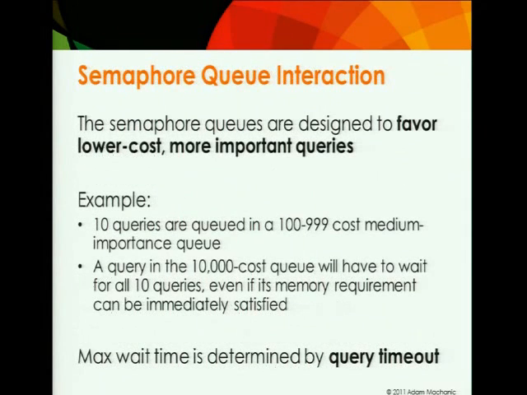So let's look at an example of this. If we have 10 queries in the 100 to 999 cost queue, and a query hits the 10,000 cost queue, but let's say that that query costs 10,000 but uses very little memory. And I'll show you an example of this in a few minutes. That query will actually sit there waiting until all of the small queries are finished. And again, the idea is to clear out those resources and improve concurrency, but unfortunately, and this is why we need to care about this, sometimes this can actually reduce concurrency in our environment.